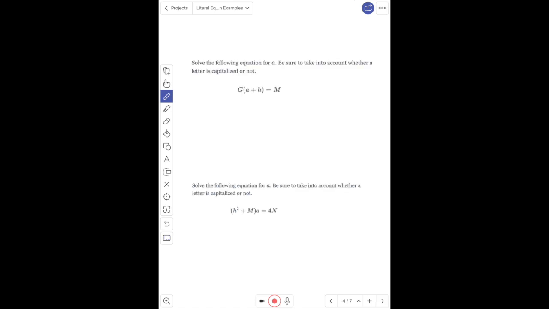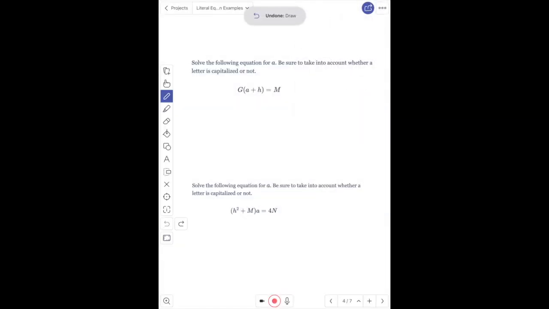All right, for the next problem, they're asking us to solve for a. In this problem, we have a, but this time a is in the parentheses. So I've got to get rid of that parentheses in order to actually solve for a. Now, when we were solving equations, the first thing we would have done is distribute the g into each part, so we'd have g times a and g times h.